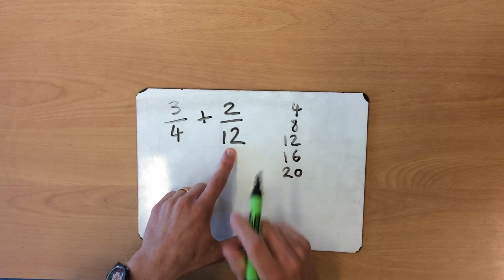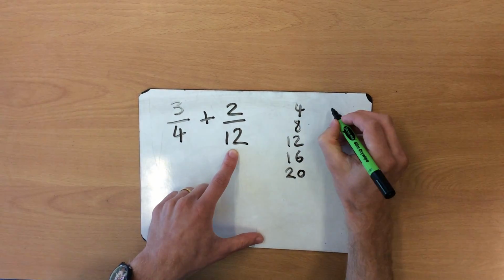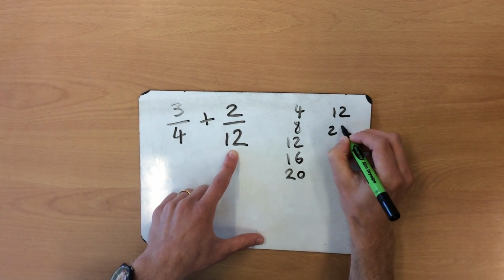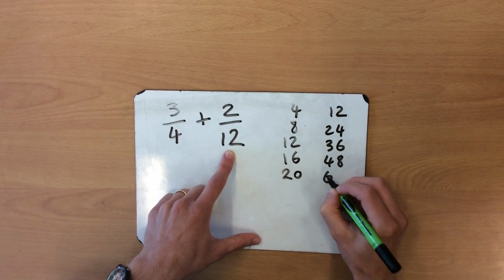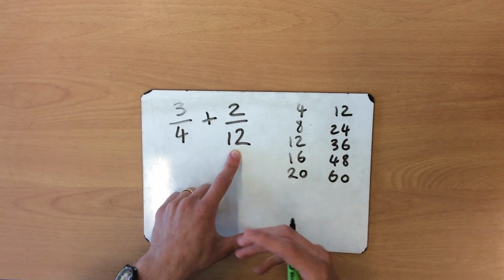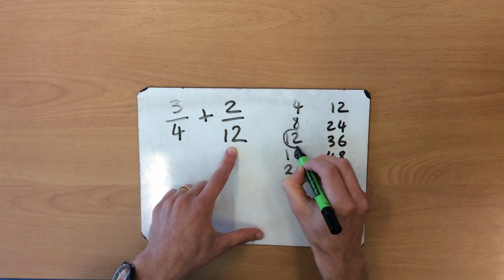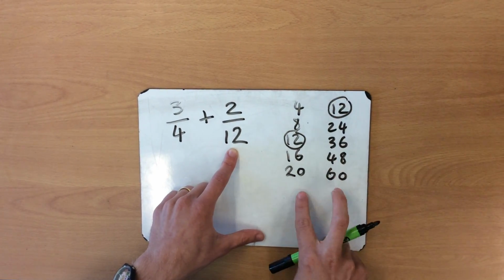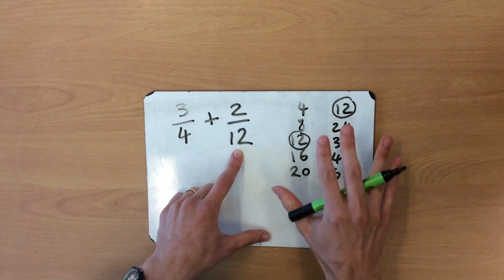Next, 12 is my next denominator, so I'm going to do the same, right? The first 5 multiples of 12. 12, 24, 36, 48, and 60. And straight away, you might be able to spot that pattern, because that's what maths is all about. Spot those patterns. 12 is a multiple that appears in both. So 12 is my common multiple, it's my common denominator.